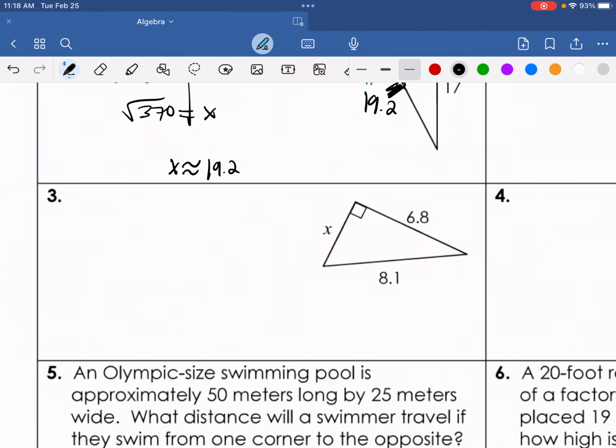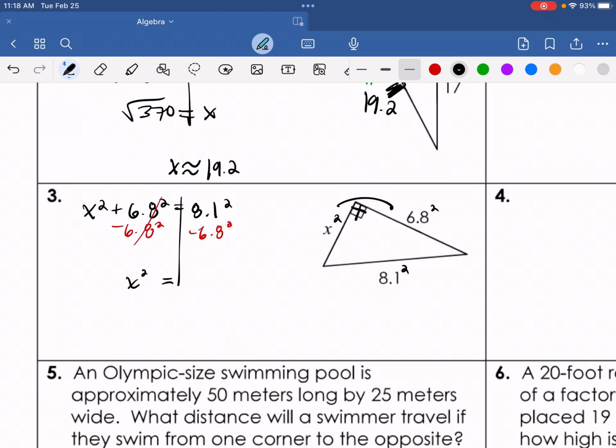Okay, number 3. We square all of them, Pythagorean theorem, and we add x. So this one is x squared plus 6.8 squared equals 8.1 squared. You just do your math. I'm honestly going to subtract 6.8 squared. That's how I want to do it, but you can also do it the other way where you multiply 6.8 times 6.8. So 8.1 squared minus 6.8 squared equals 19.37. And then at the end, square root.